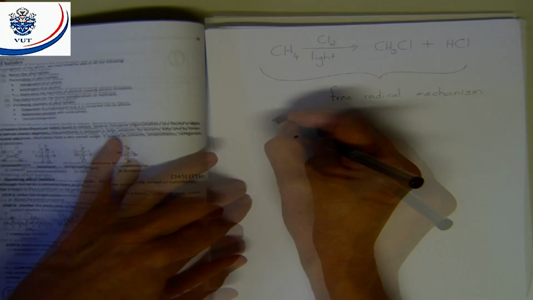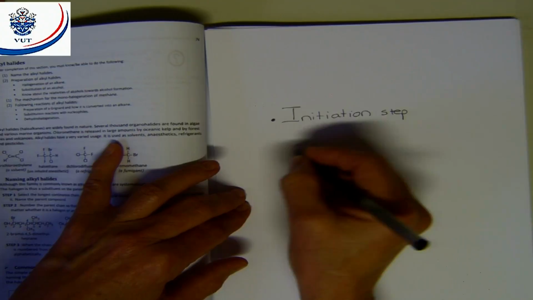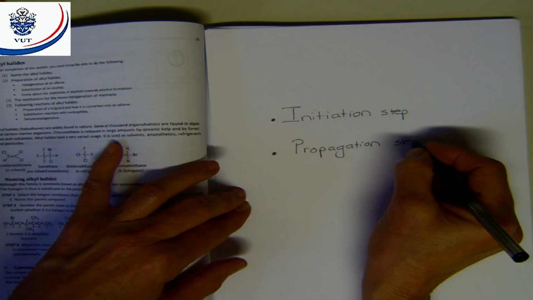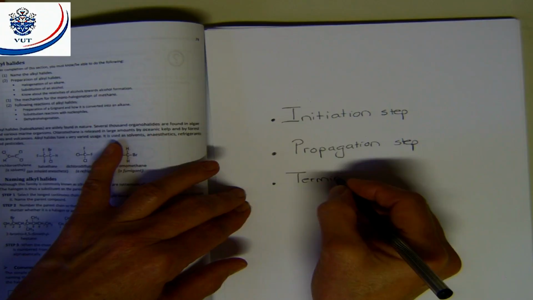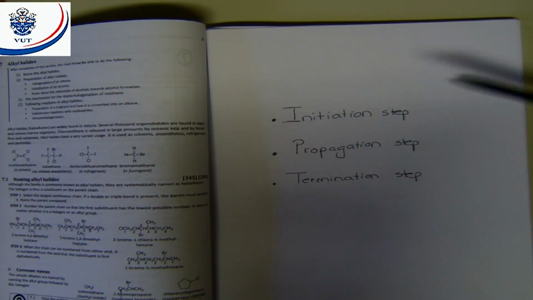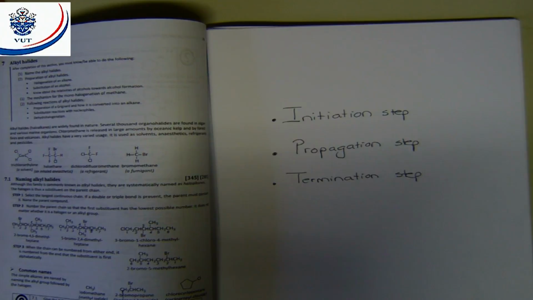Now, whenever we have a free radical reaction taking place, you will see there are three important steps involved. First of all, we have our initiation step. We have our propagation step. And last of all, we have our termination step. Now, what is the meaning of these? Initiation, the word indicates to you, this is done to start the reaction, to initiate it. Propagation, then it's already started, so it can continue. So in propagation, it's continuing. And termination is going to stop it.